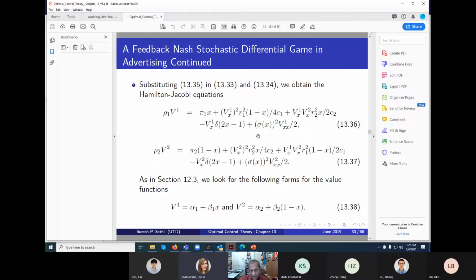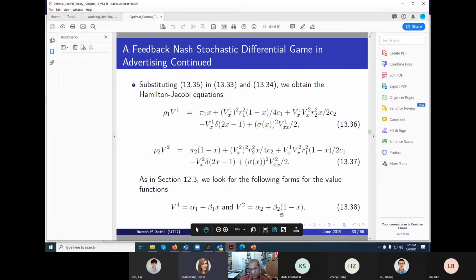That's not necessary anymore. You're done. Oh, so we have to find the alphas and betas. Right. We're going to find alphas and betas because we are proposing that the solution of these two equations will take this form.